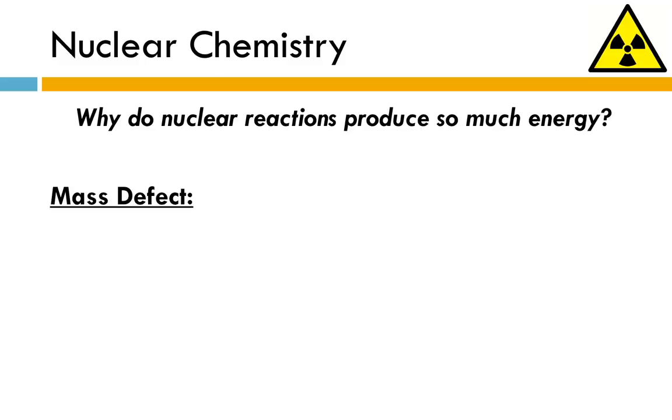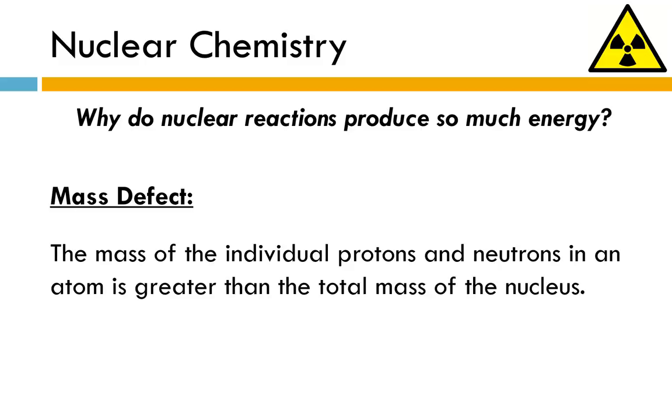This all occurs because of a phenomenon called mass defect. We're used to seeing the whole equal to the sum of the parts. But according to mass defect, the mass of the individual protons and neutrons in an atom is greater than the mass of the nucleus. And this, right off the bat, shouldn't really make a whole lot of sense. This seems like it contradicts itself.